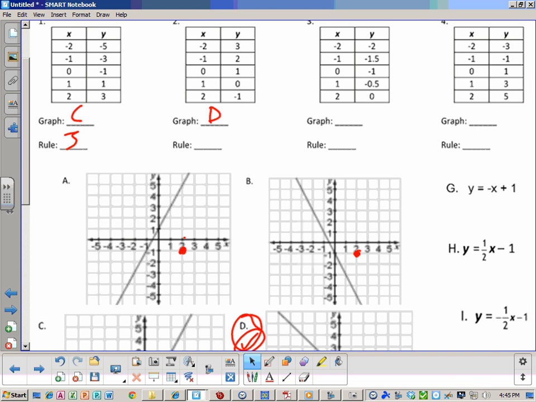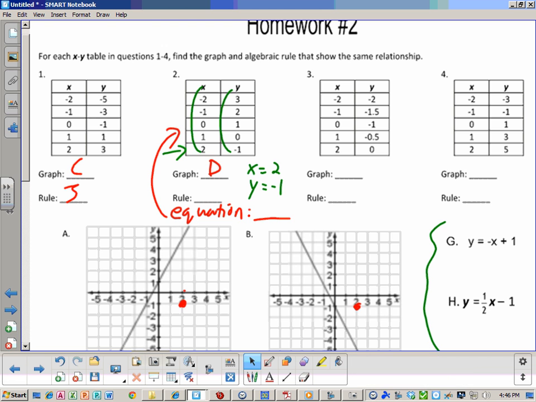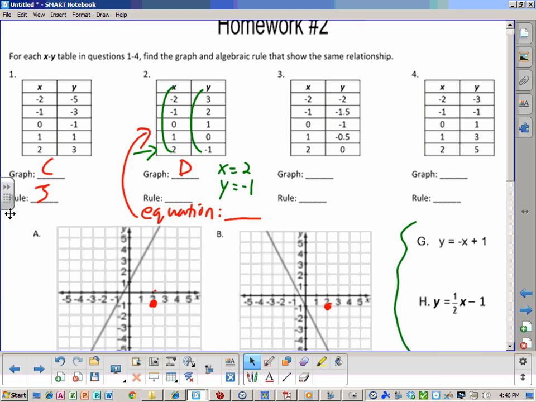Okay. Now for the rule. Don't forget the rule is just another fancy word for the equation. The equation of this table, right? What is the equation of this table that makes it true? I'm going to try 2 and negative 1. So 2 represents our x and negative 1 represents the y. So my x is now going to be 2. I'm going to let my y be represented by the negative 1. Which one of these equations would still hold true if I do that? Well, let's take a look here. I'm going to take a picture again so I can make that big.